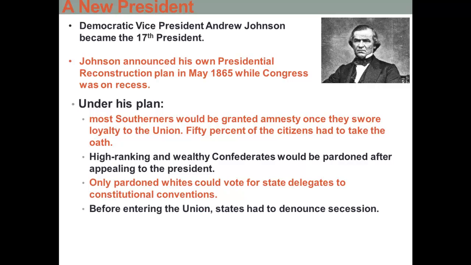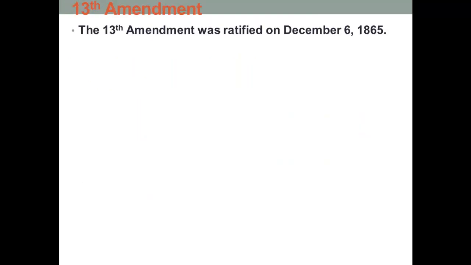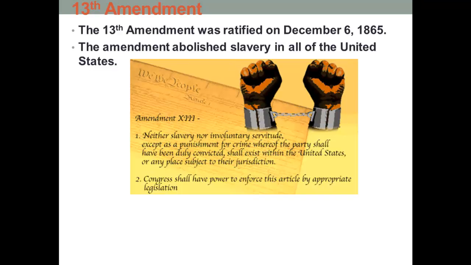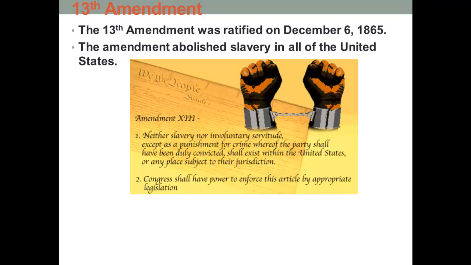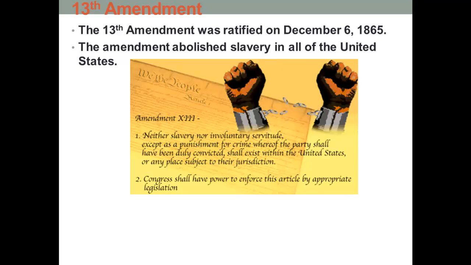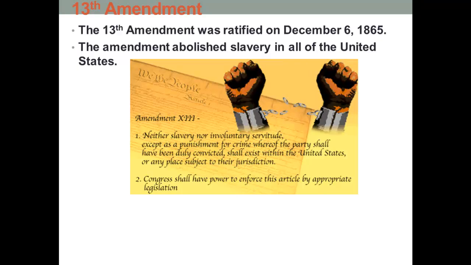Before entering the Union, states had to denounce secession, agree it was wrong, and ratify or approve the 13th Amendment, which abolished slavery. The 13th Amendment was ratified on December 6, 1865. The amendment abolished slavery in all the United States. Neither slavery nor involuntary servitude, except as a punishment for crime whereof the party shall have been duly convicted, shall exist within the United States or any place subject to their jurisdiction.